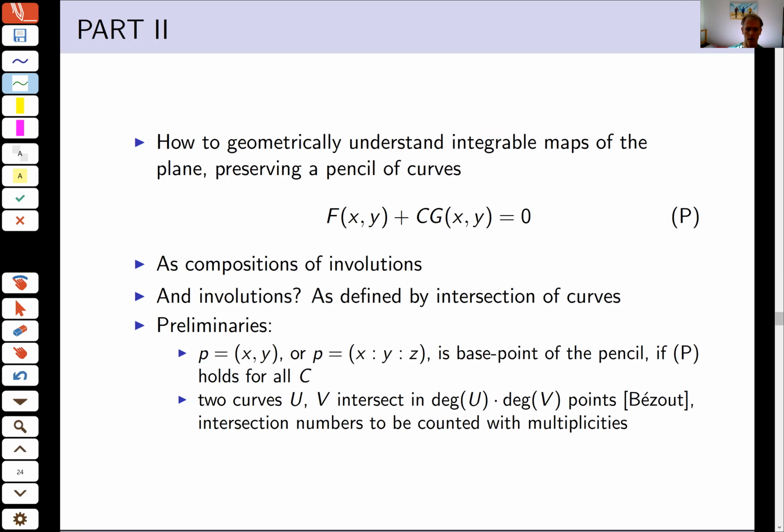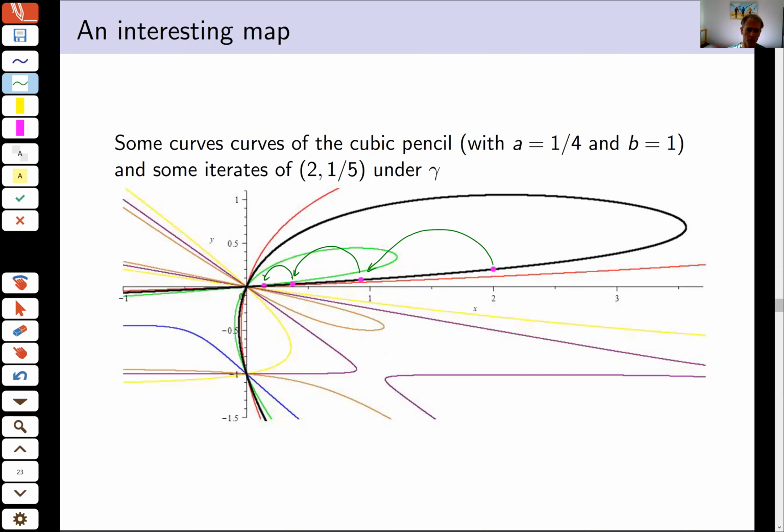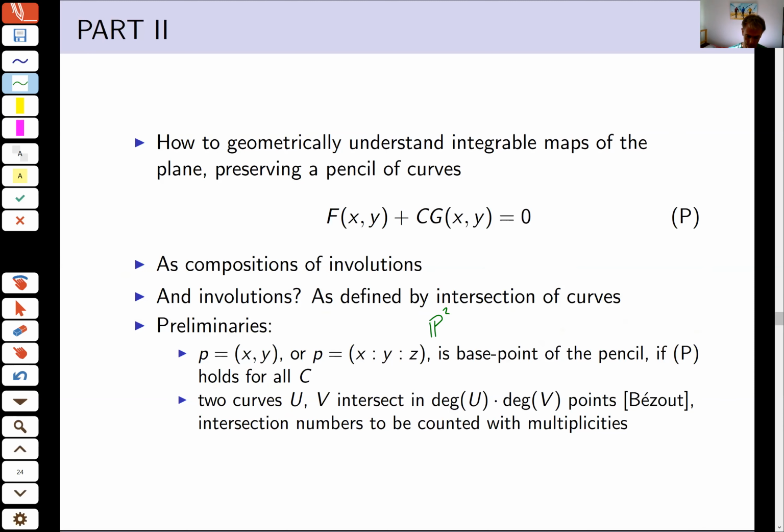So I'll be working in just normal coordinates, finite coordinates, or I'll be working in P2 if I have points at infinity. Yes, what is a base point? Well, let's just have a look at the picture. A base point is a point where every curve goes through. So it's a point that is on that curve for every single value of C in that pencil, for every value of C.